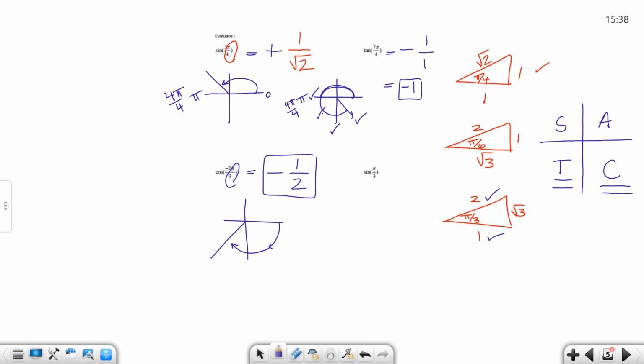Okay, my next one is sine of pi over 3. Well, that's just in your first quadrant. Everything in the first quadrant is positive. So when you look at that one, A stands for all. All functions are positive here. So the sine is positive. Looking at my pi over 3 reference triangle, sine is opposite over hypotenuse. So that would be square root of 3 over 2. And that's how it would look.